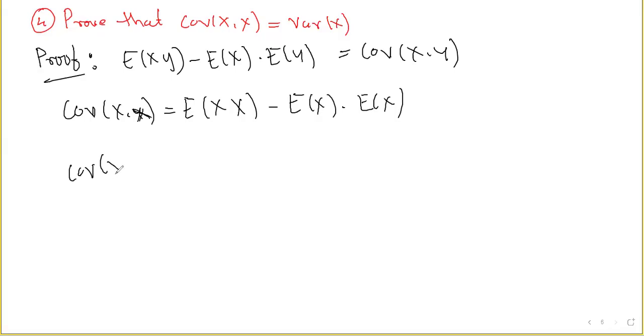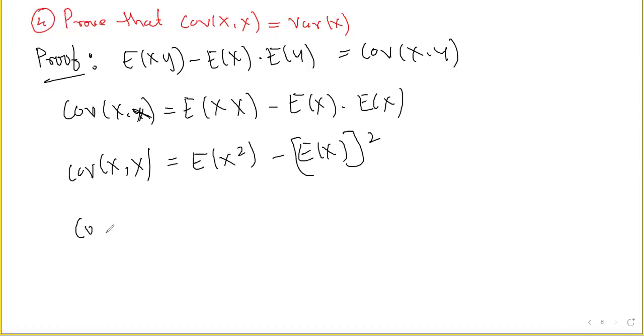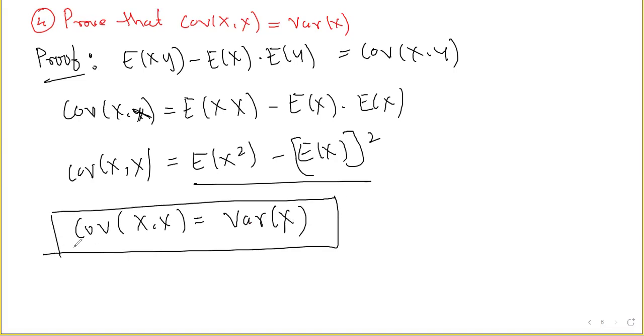Now covariance of x comma x is equal to expected value of x square minus expected value of x whole square. So covariance of x comma x is nothing but our variance formula. So covariance of x comma x is nothing but variance of x, right? Such small theorems we usually ask for 2 marks. So show that variance of x equals covariance of x comma x, or prove that covariance of x comma x equals variance of x, like that we are going to ask in exams.